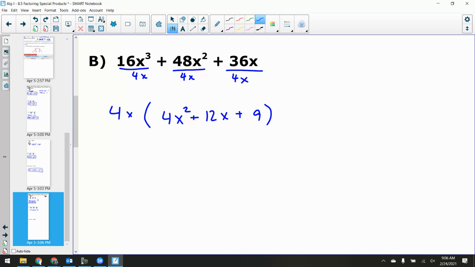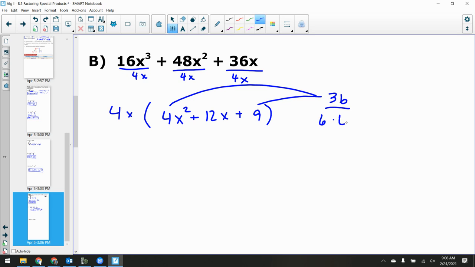You cannot stop. You've got to keep going. Look at inside the parentheses. That's a hard type. 4 and 9 make 36. Are there factors of 36 that add together to get 12? What are they? 6 and 6. 6 times 6.